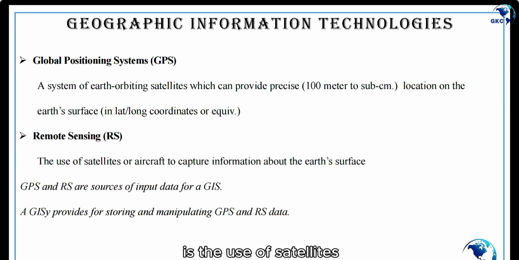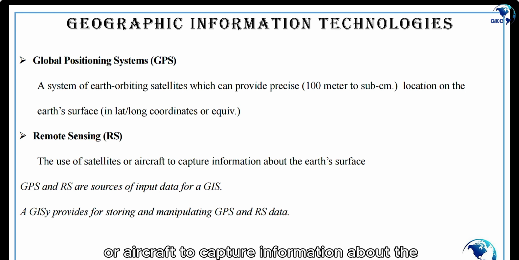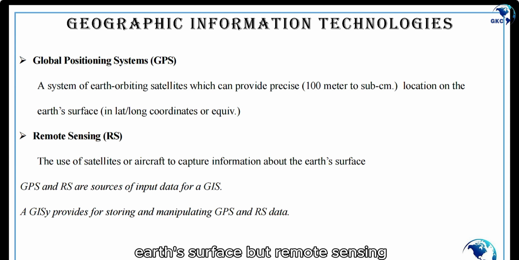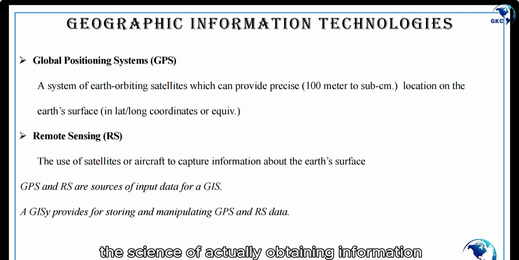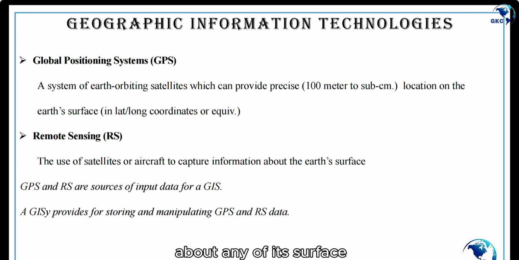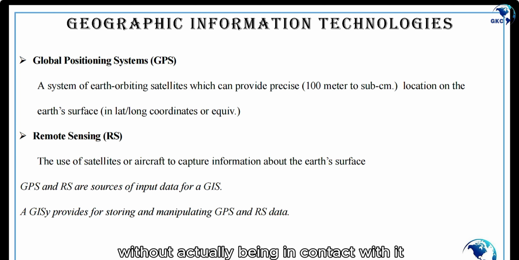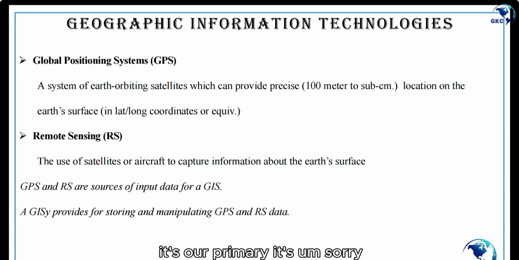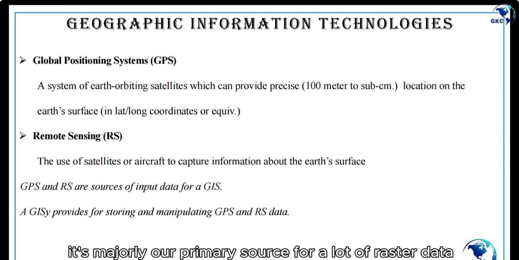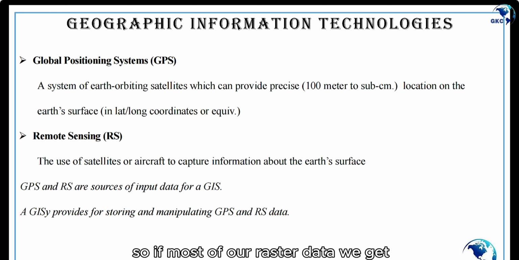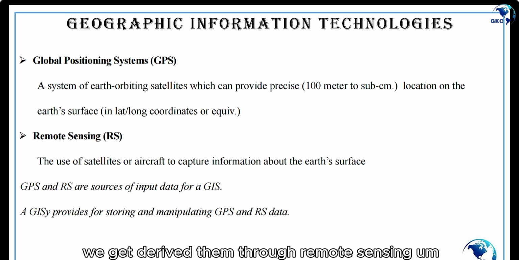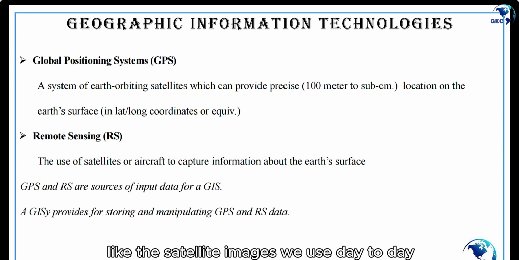Then remote sensing is the use of satellites or aircraft to capture information about the Earth's surface. When we're talking about remote sensing, it is the science of obtaining information about any Earth's surface without being in contact with it. This is done, as I said, using satellites and aircraft. Satellites have sensors in them, and it's majorly our primary source for a lot of raster data. Most of our raster data we derive through remote sensing, like the satellite imagery we use day to day.